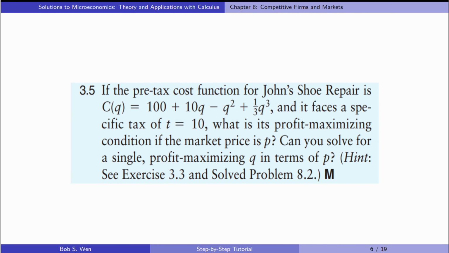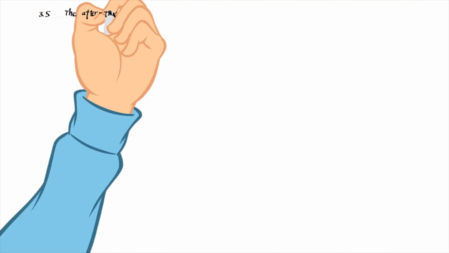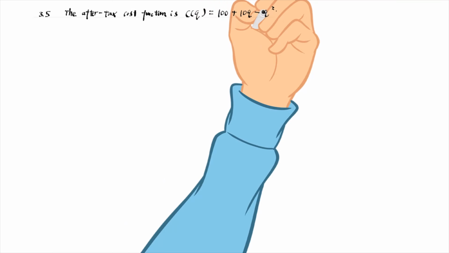Let's solve exercise 3.5. If the pre-tax cost function for John's shoe repair is as follows, and it faces a specific tax of 10, what is its profit maximizing condition if the market price is P? Can you solve for a single profit maximizing Q in terms of P? The after-tax cost function is as follows.